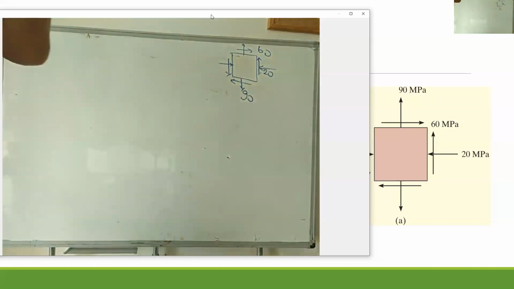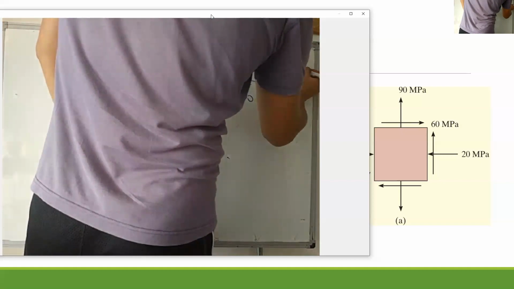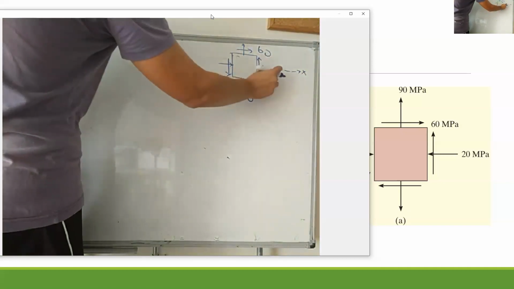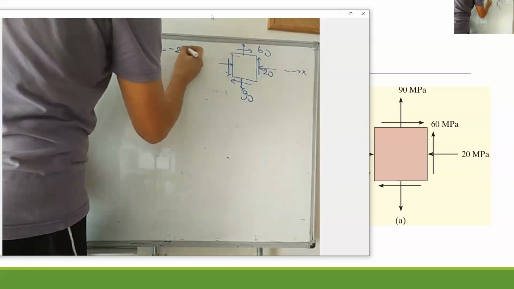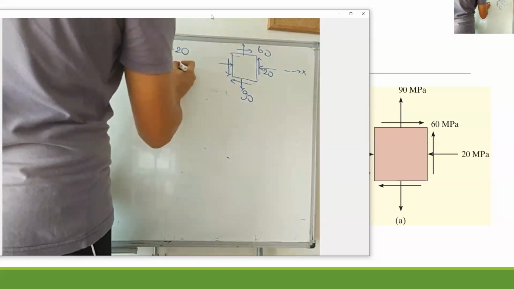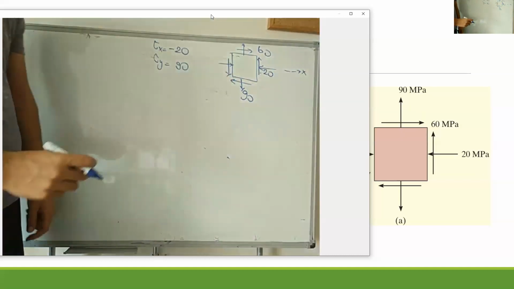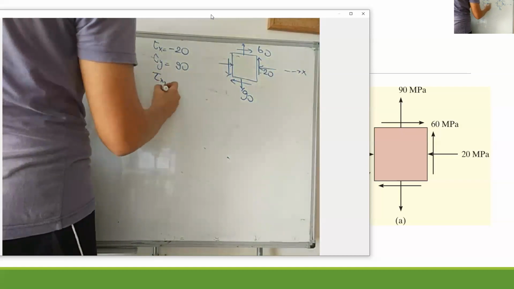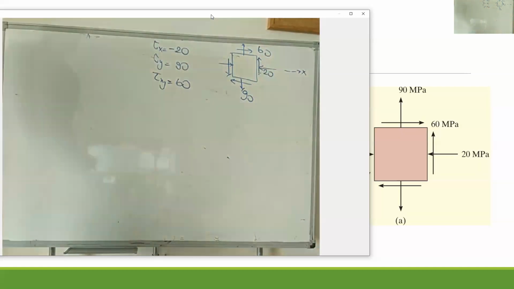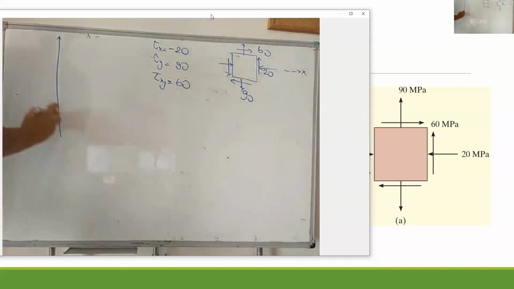Okay, so first of all, I want to write the values of sigma x, sigma y, and tau xy. This is the x axis, this is the positive y axis. You can see sigma x is reverse to the x axis, therefore I write negative 20. Sigma y, you can see the tension, so I can write 90. And tau xy, the surface is positive, the direction is positive, therefore tau xy is positive 60.